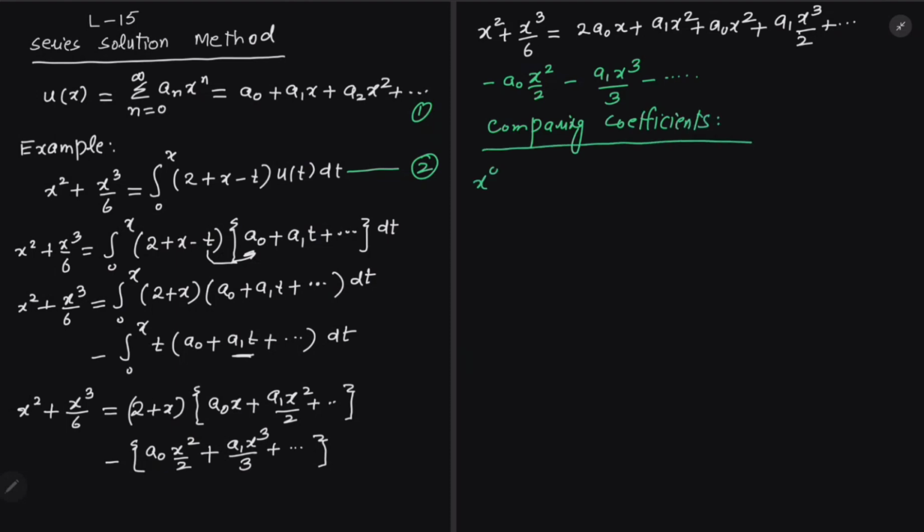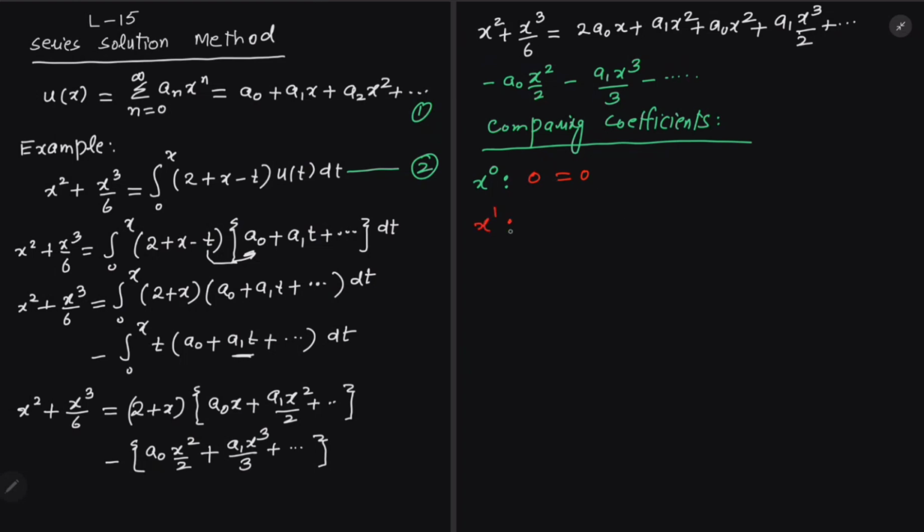First of all, we want to compare the coefficient of x naught. On the left hand side, there is no x naught, so the value is 0, and on the right hand side, there are no terms of x raised to power 0. So 0 is equal to 0. We do not get anything over here.